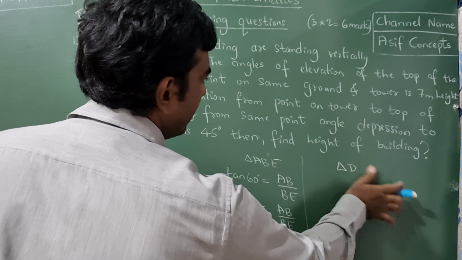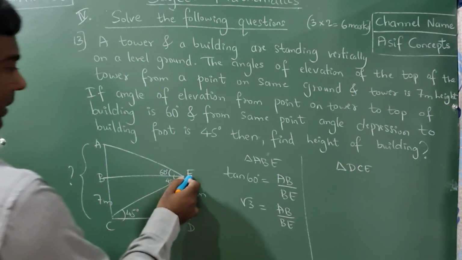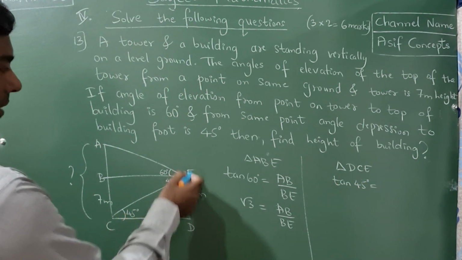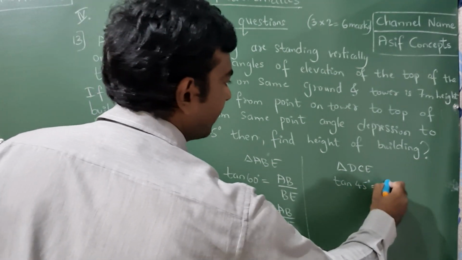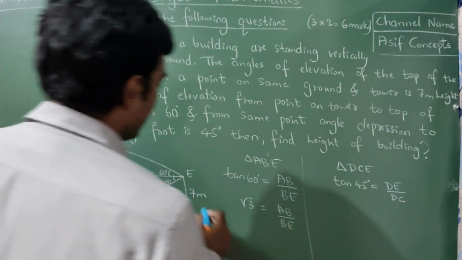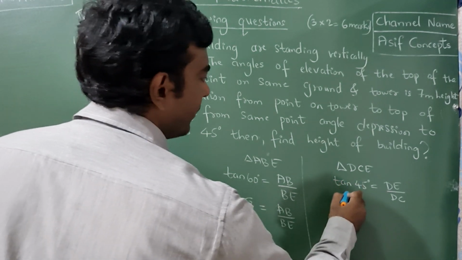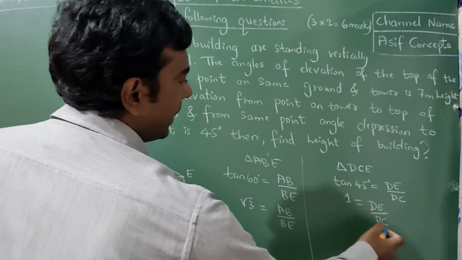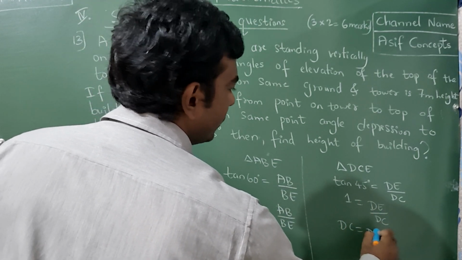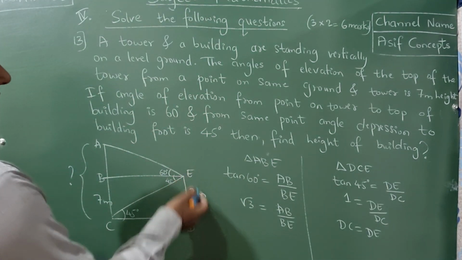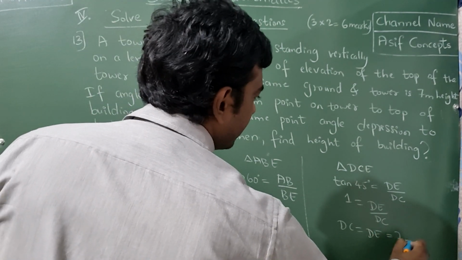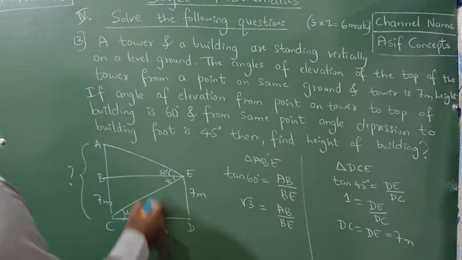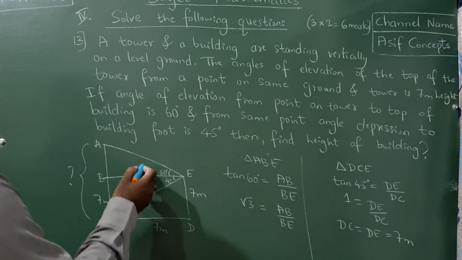Now I'm going to consider this triangle, that is DEC, or you can write it as DCE. Tan 45 degrees is equal to DE by DC, that is opposite side by adjacent side. So tan 45 is 1. Now DE by DC, if I multiply this, DC is equal to DE. Now DE is how much? 7 meters. So DC also has become 7 meters.